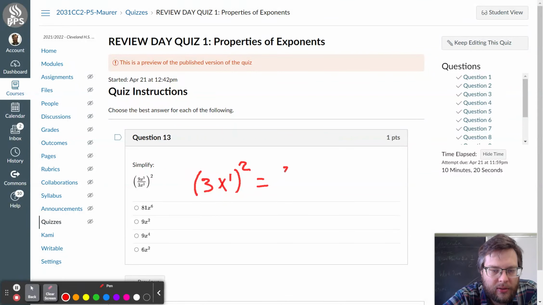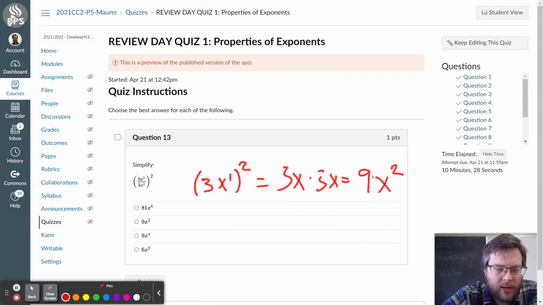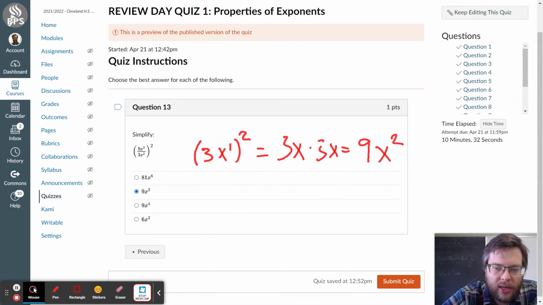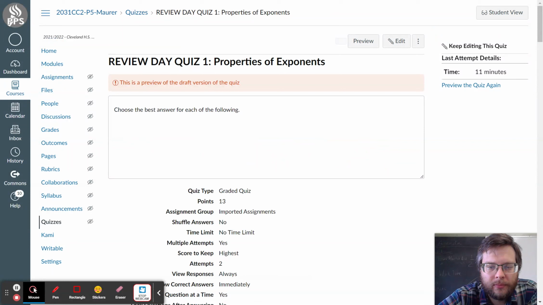So that would mean 3x times another 3x. 3 times 3 makes 9. X times x makes x squared. 9x squared is what we've got. And that's the end. And there we go.